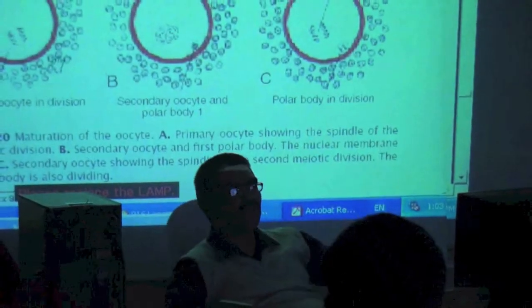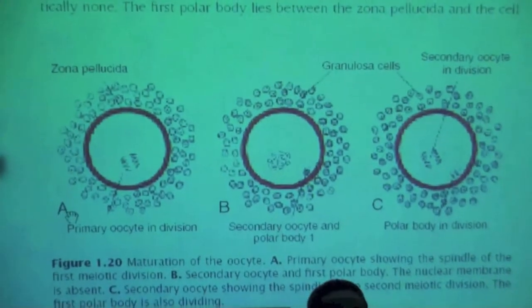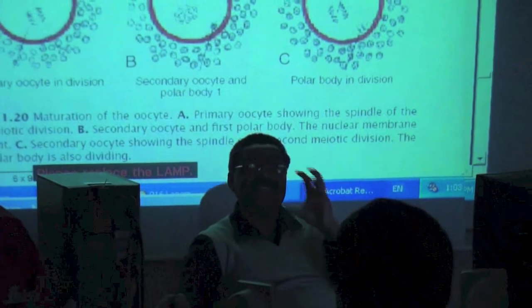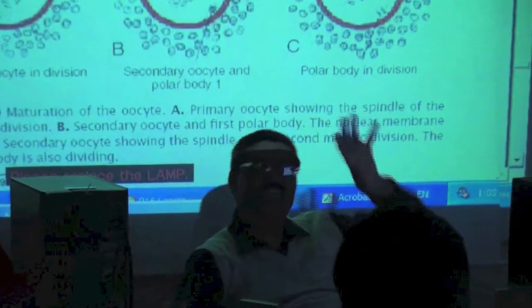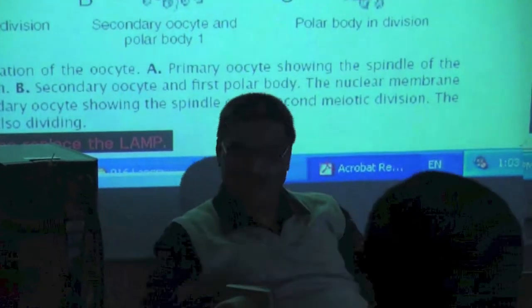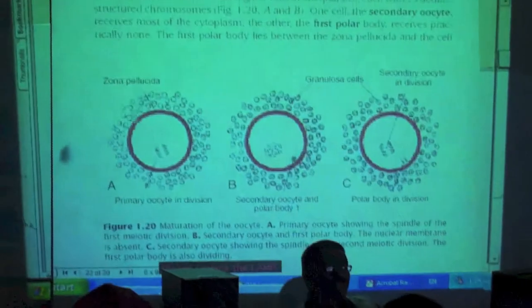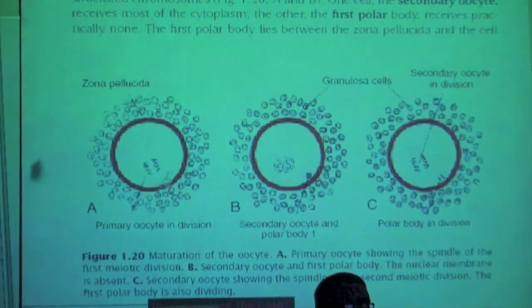That was the follicle. Now we come to the oocyte inside. What does theca interna contain? Theca interna mainly cells, externa mainly fibers. Okay. Now see here, this is within the follicle. Now we see the ovum which is present inside.